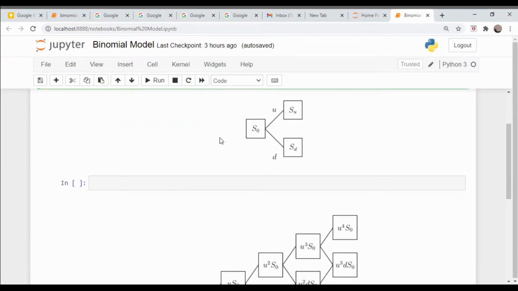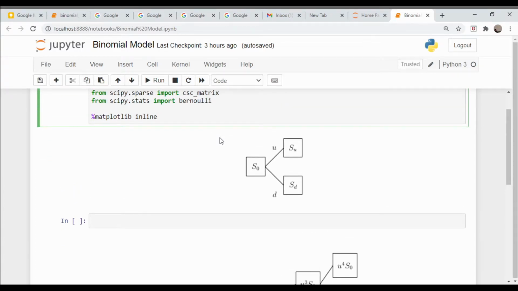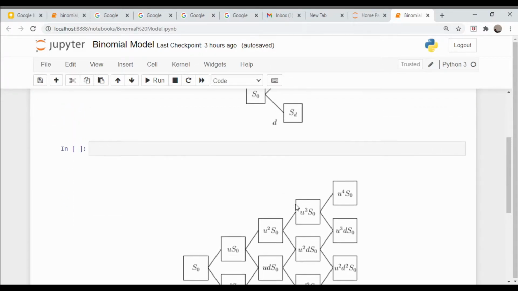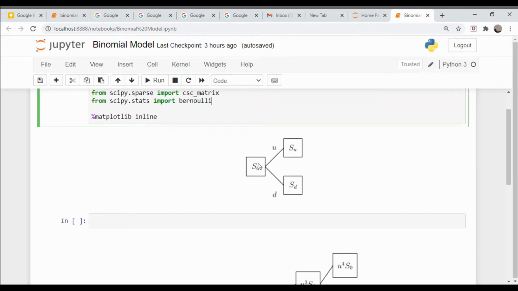So these are the two tree structures we're going to look at. This is the one that we really want to understand. Once you get this, going on to more complicated things is basically the obvious extension of this simple model here.